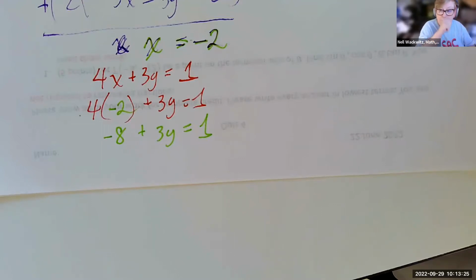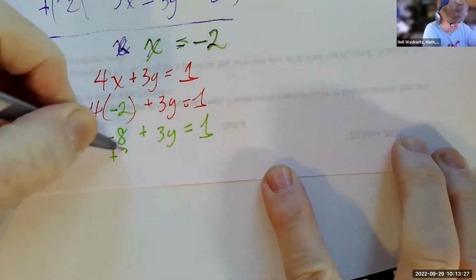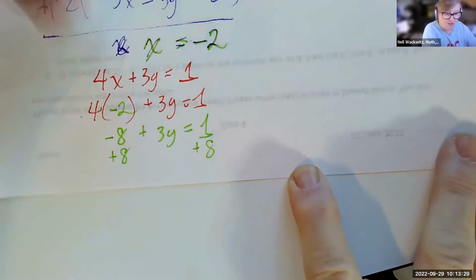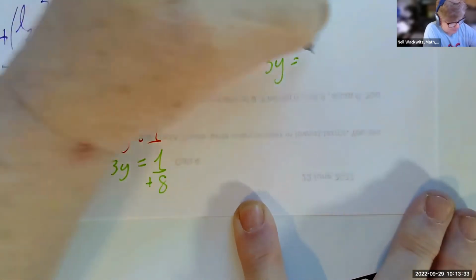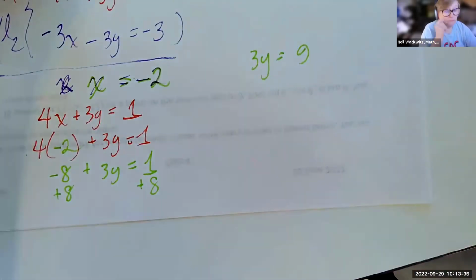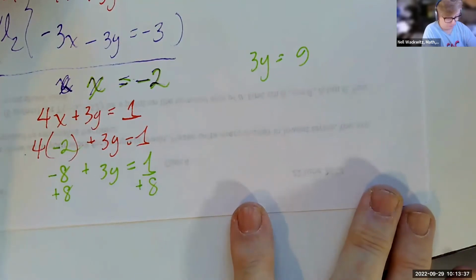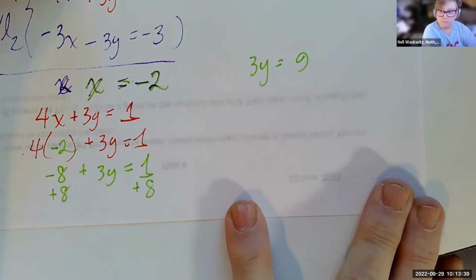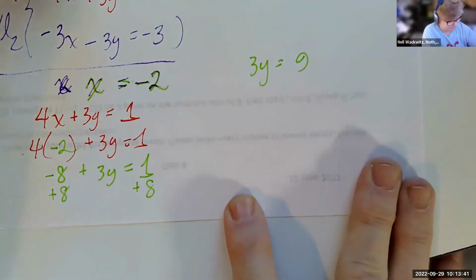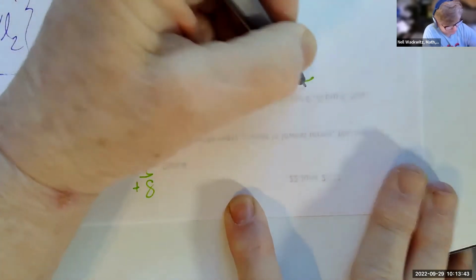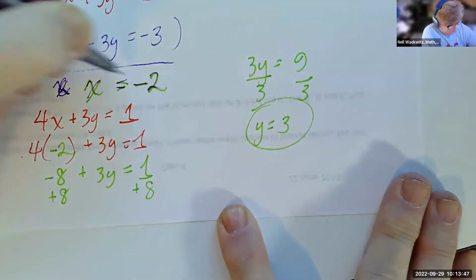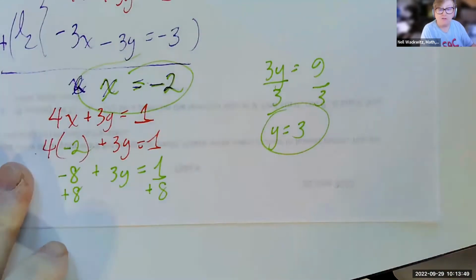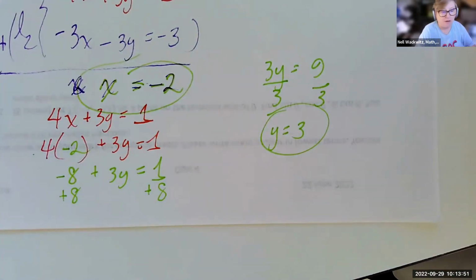You add the -8 to the other side. Excellent. So now we have 3y equals 9. Divide by 3. y equals 3. So we have a value of x and a value of y.